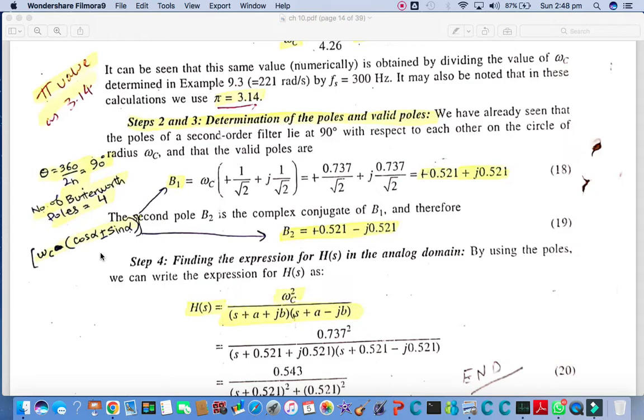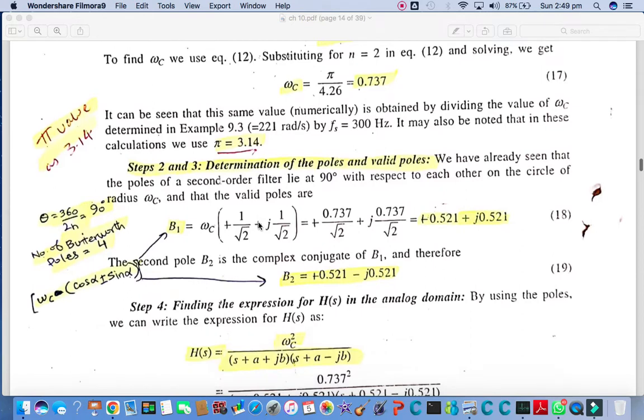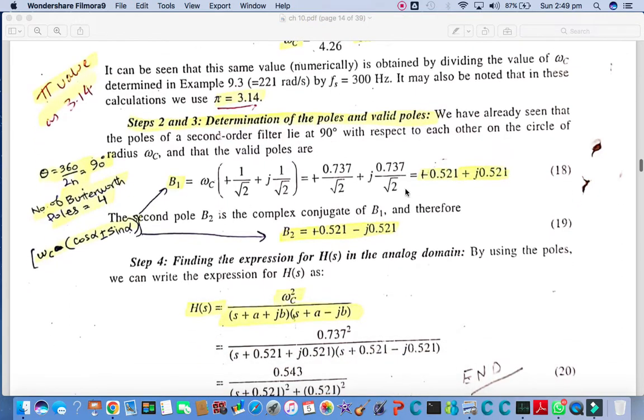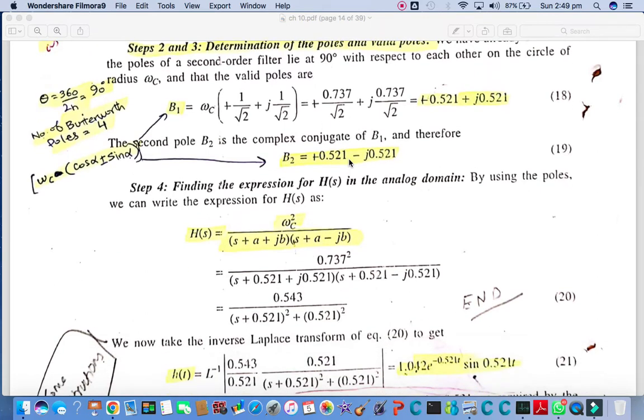So we already know that we have n is even, so the first pole location will be at theta by 2, and then the remaining poles will be according to the formula as we have discussed in the analog filter design. So we have two poles and we have done their calculations as well, and the valid pole calculation is already done for us.